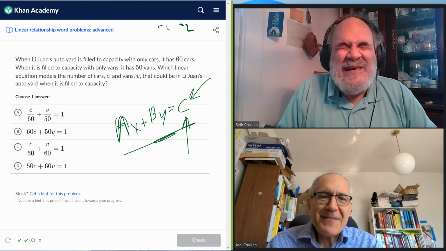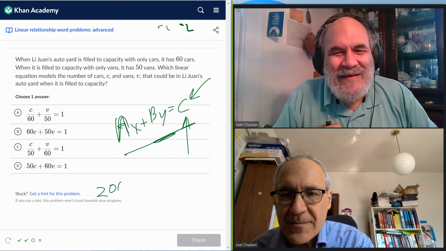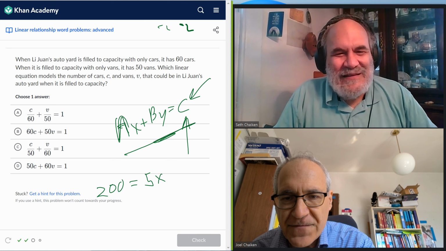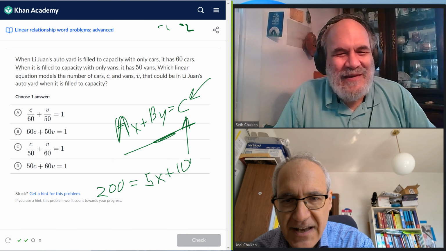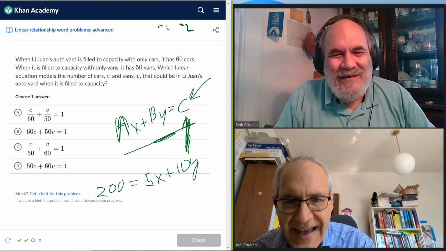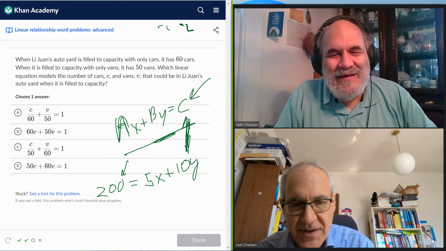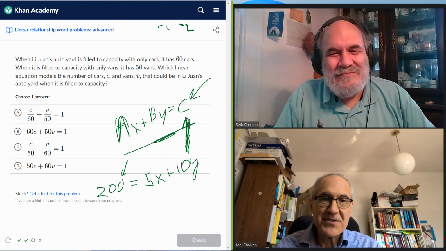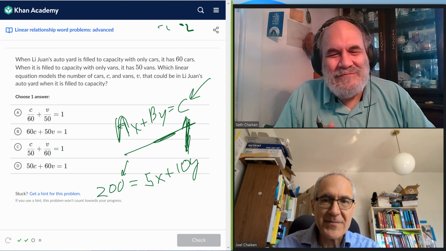Look, the trade-off problem is classic. You have 200 people, right? And you have to fit them in tables where there are 5-person tables and 10-person tables. So X is the number of 5-person tables, Y is the number of 10-person tables, and you have to seat 200 people. So it's a trade-off between the 5-person tables and the 10-person tables. It's a classic trade-off problem, isn't it?